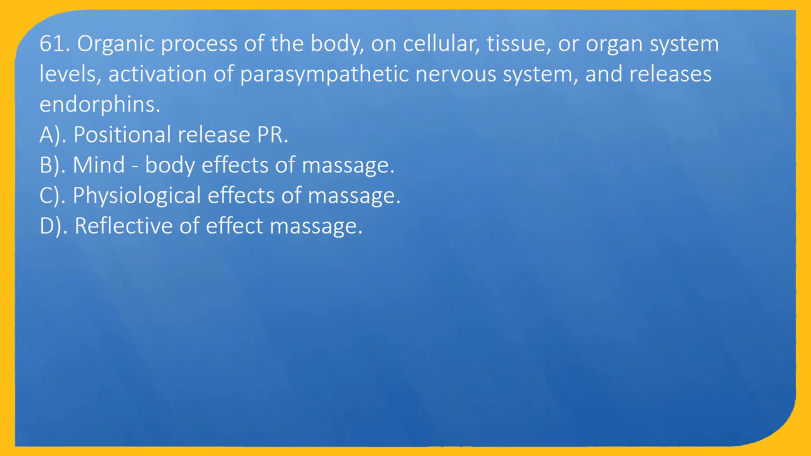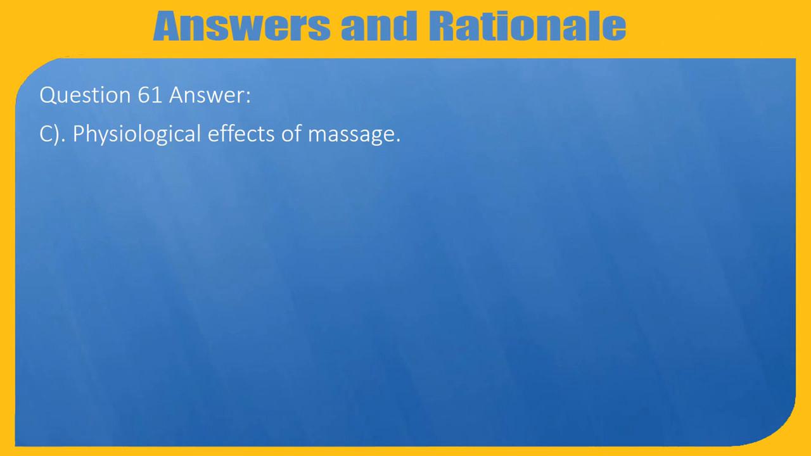Question 61. Organic process of the body, on cellular, tissue, or organ system levels, activation of parasympathetic nervous system, and releases endorphins. A. Positional release PR. B. Mind, body effects of massage. C. Physiological effects of massage. D. Reflective effect of massage. Question 61. Answer C. Physiological effects of massage.